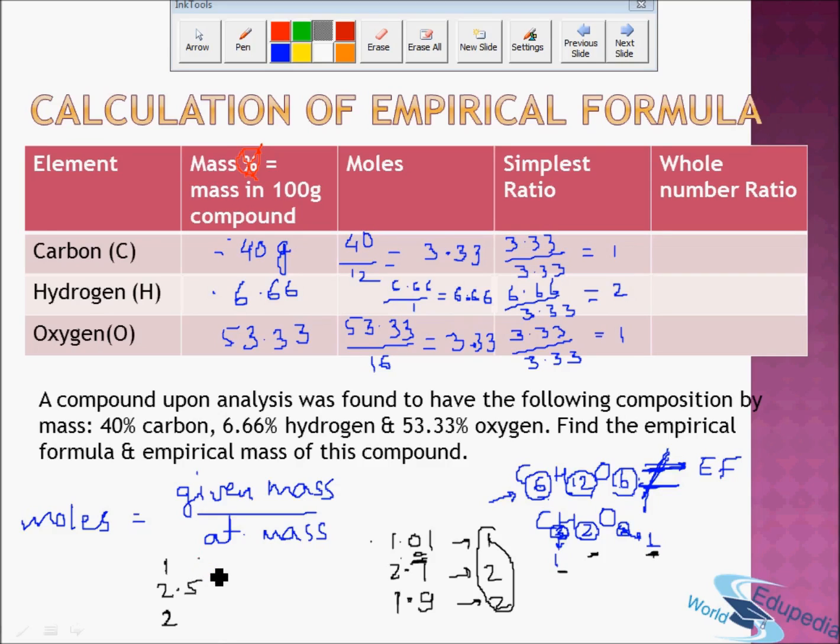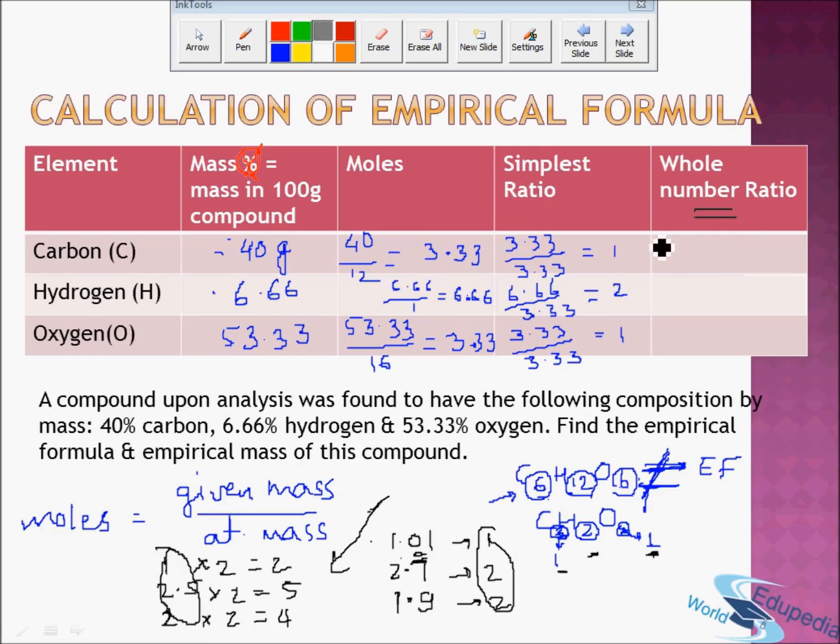So when I multiply 1 with 2, do I again get a whole number? Yeah, I got a whole number. Similarly, if I multiply 2.5 with 2, I again get a whole number, 5. And if I multiply 2 with 2, I again get a whole number, 4. So this time the whole numbers are 2, 5 and 4. So the whole number ratio column, the last column, would contain 2, 5 and 4 if my simplest ratio were 1, 2.5 and 2. So this is how we convert simplest ratio to whole number ratio.